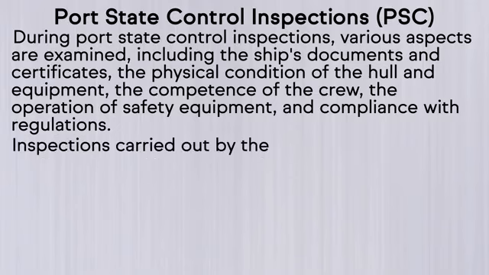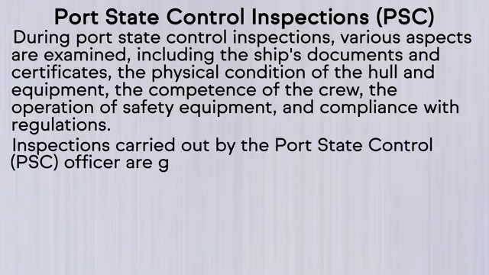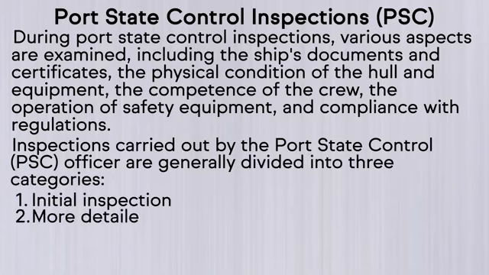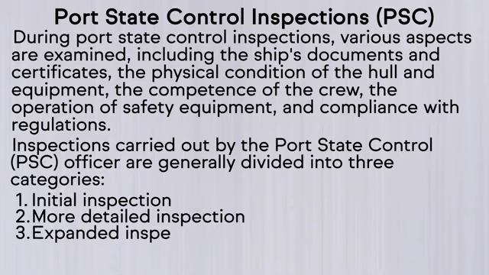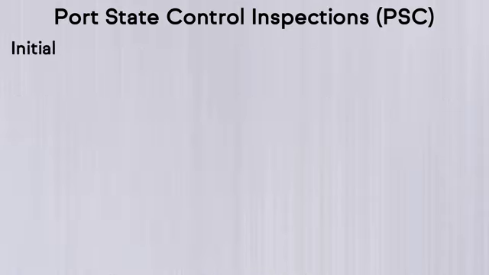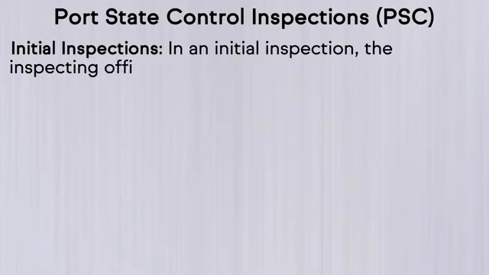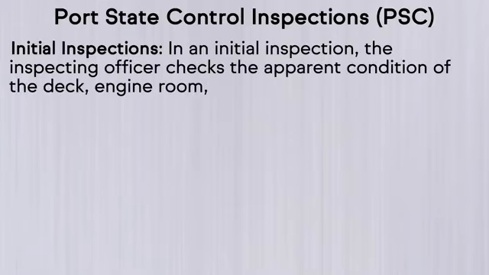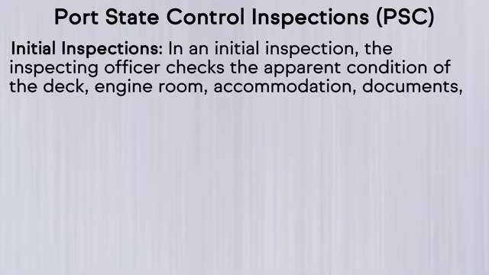Inspections carried out by the Port State Control Officer are generally divided into 3 categories: initial inspection, more detailed inspection, and expanded inspection. Each section will be explained below. Initial inspections. In an initial inspection, the inspecting officer checks the apparent condition of the deck, engine room, accommodation, documents, certificates, and the ship's hygiene.